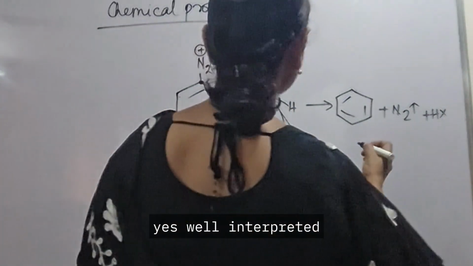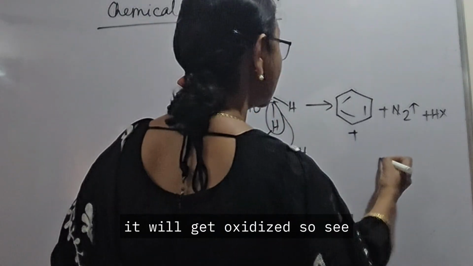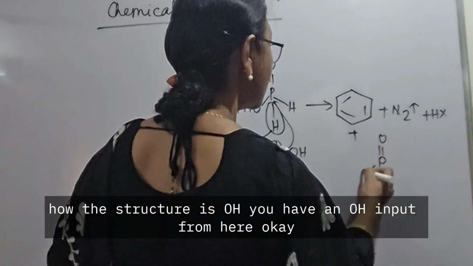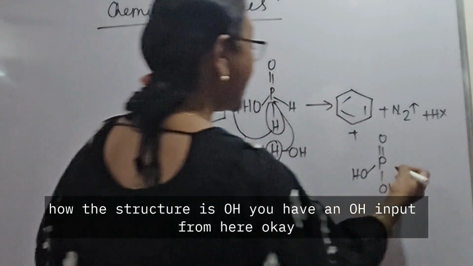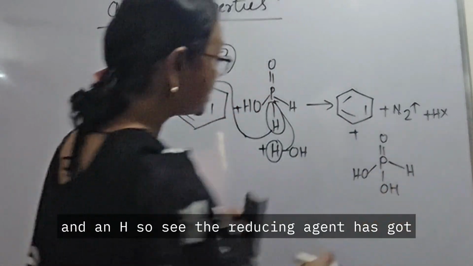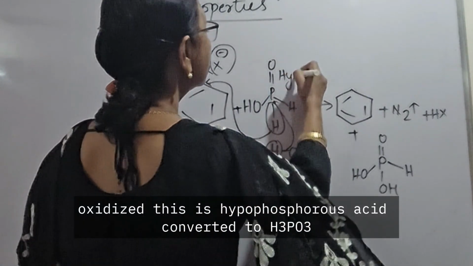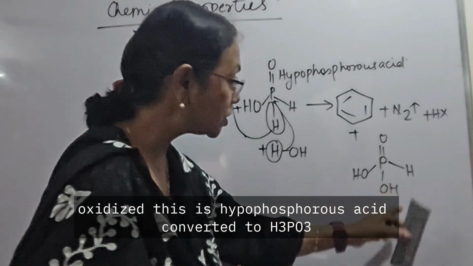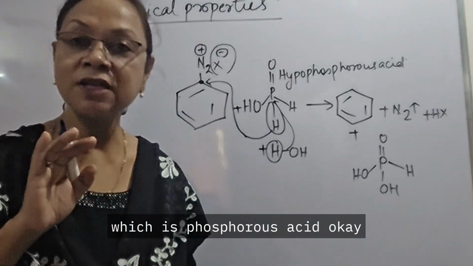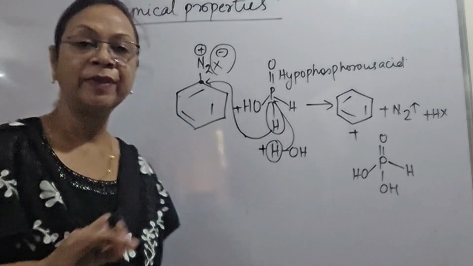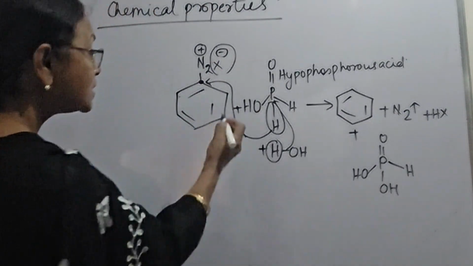Yes, well interpreted. And of course, if this is a reducing agent, it will get oxidized. So see how the structure is. You have an OH input from here, and an H. So see, the reducing agent has got oxidized. This is hypophosphorus acid converted to H3PO3, which is phosphorous acid. Okay.